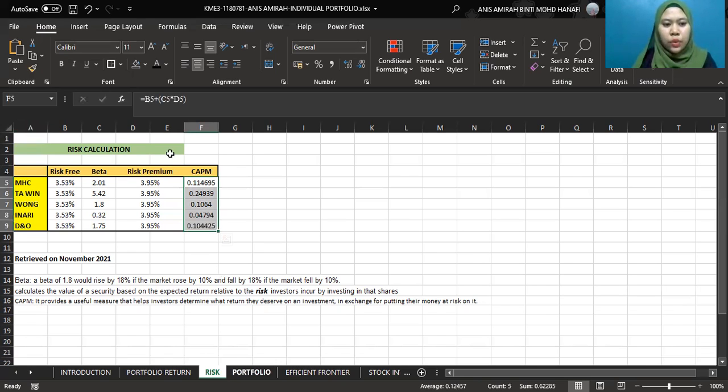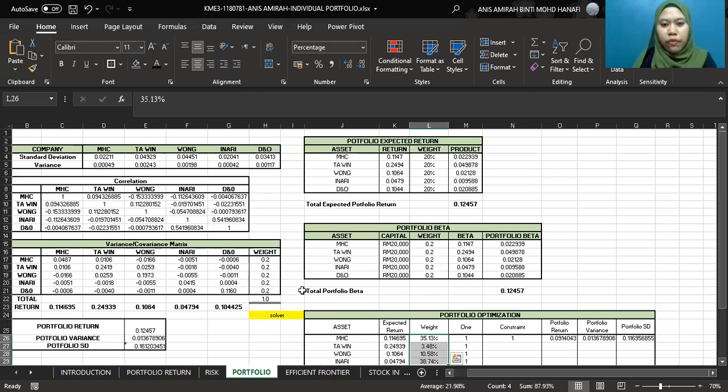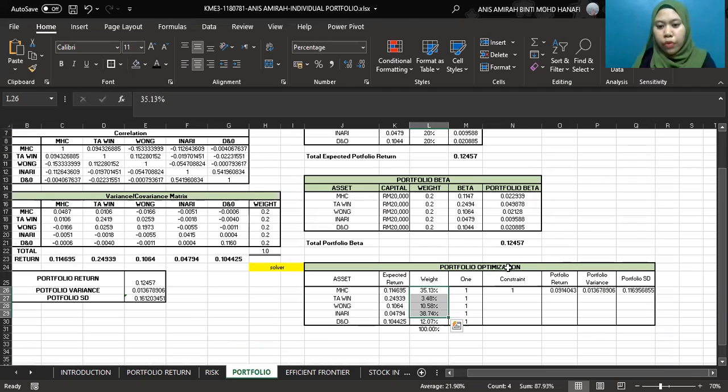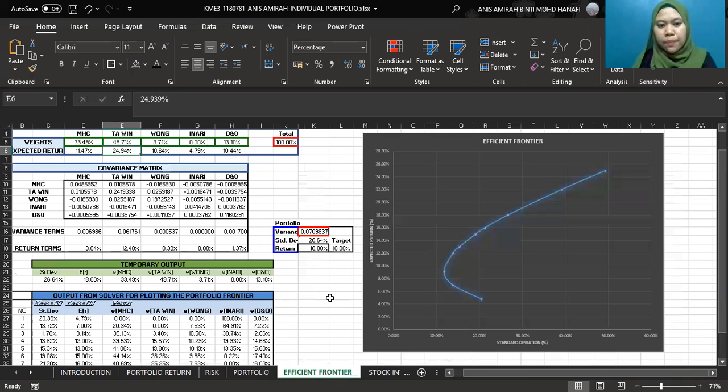Okay, here actually we can get it from the previous sheets, but what I want to present is about portfolio optimization. I use a solver in order to get a new weightage based on our expected return, and here is mine. Next one is the efficient frontier.